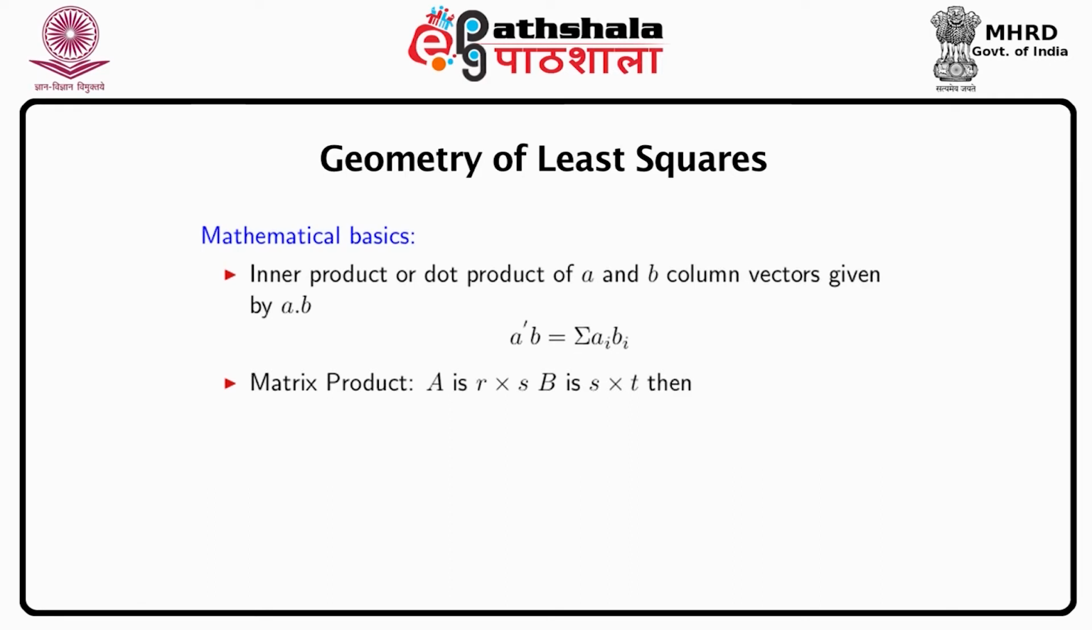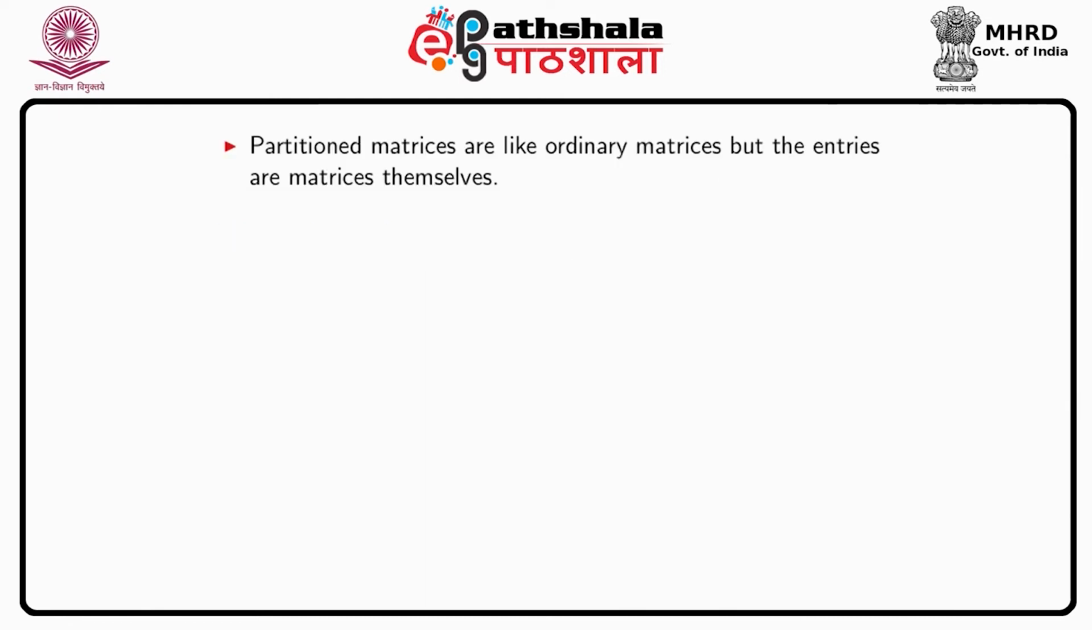In case of a matrix, if A and B are two matrices such that A has an order R times S and B has an order S times T, R being the number of rows and S being the number of columns for A, and S as the number of rows and T as the number of columns for B, then A times B would be a matrix of the order R by T.